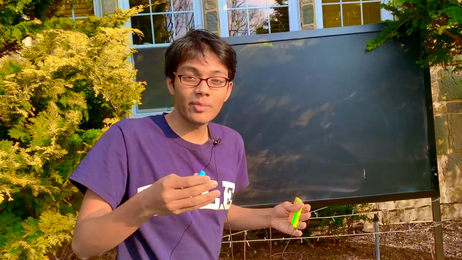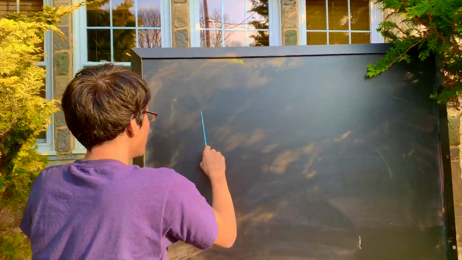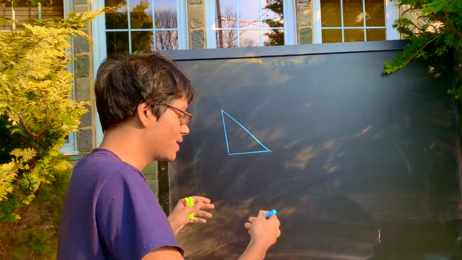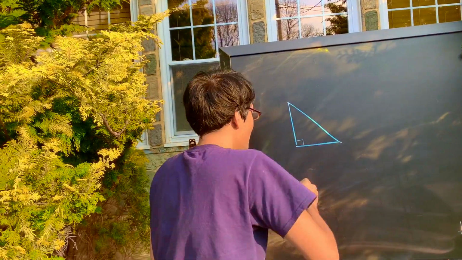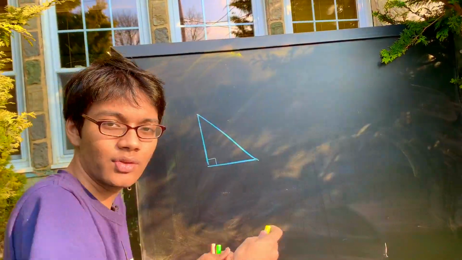Today we're going to prove the Pythagorean theorem using dissection. So let's start with a right triangle. So this is a right triangle, meaning it's a triangle with three sides and a right angle. And a right triangle is going to have three squares attached to each of its sides.